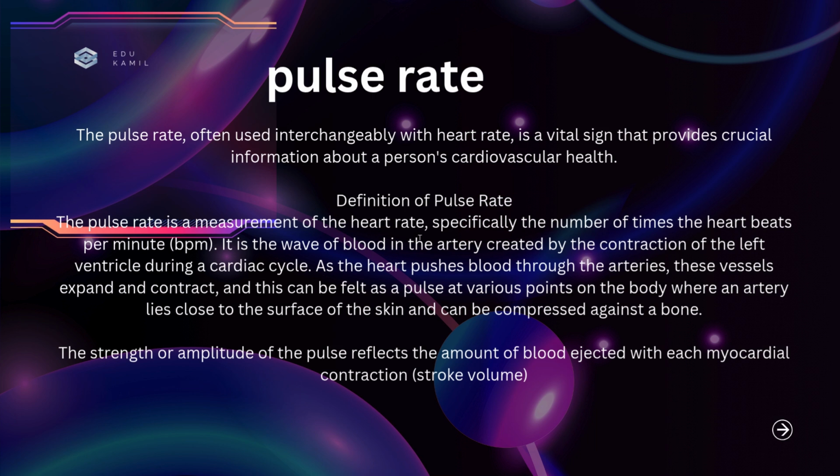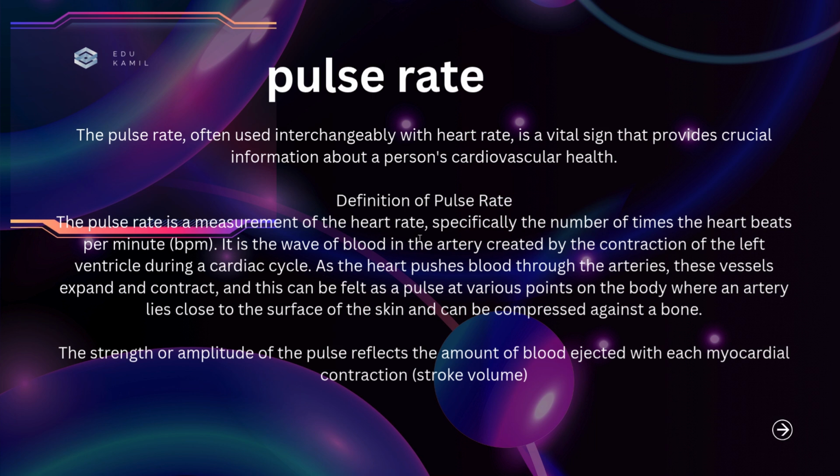The pulse rate is a measurement of the heart rate, specifically the number of times the heart beats per minute, BPM. It is the wave of blood in the artery created by the contraction of the left ventricle during a cardiac cycle. As the heart pushes blood through the arteries, these vessels expand and contract, and this can be felt as a pulse at various points on the body where an artery lies close to the surface of the skin and can be compressed against a bone.